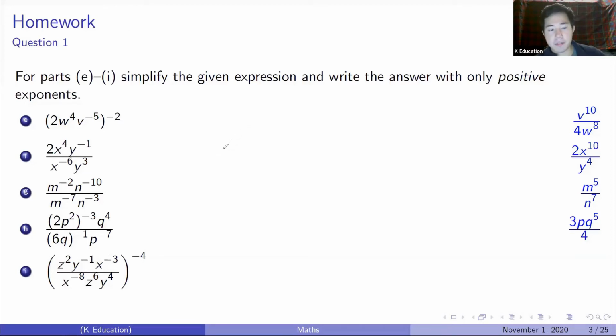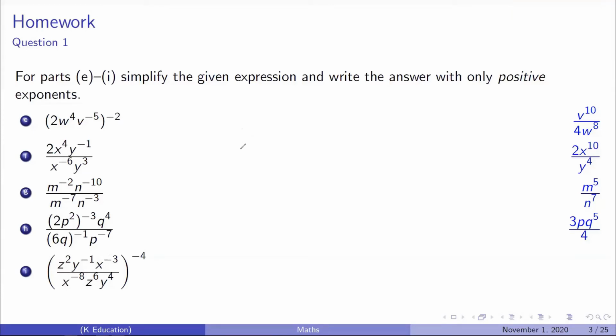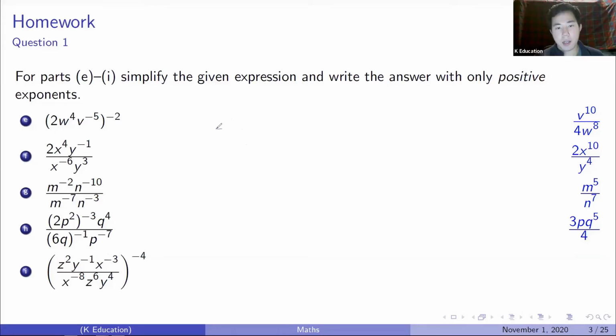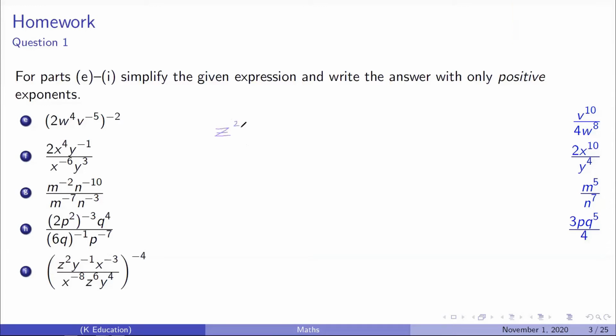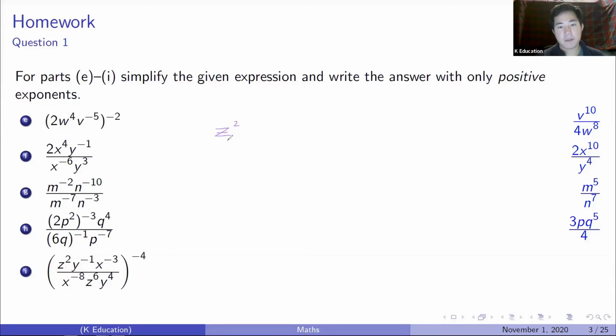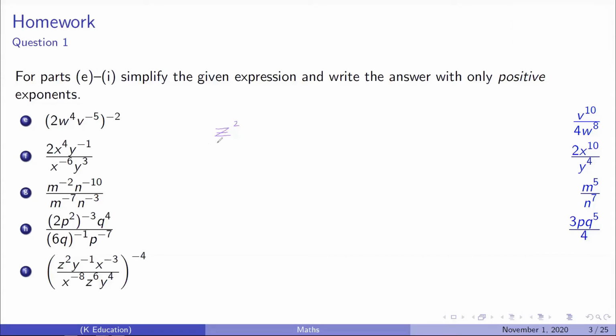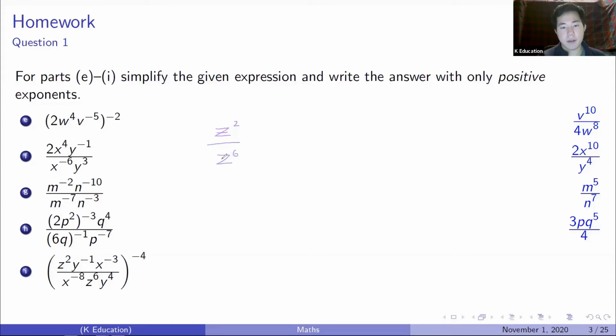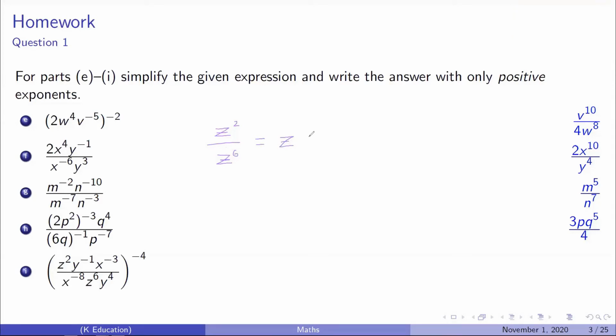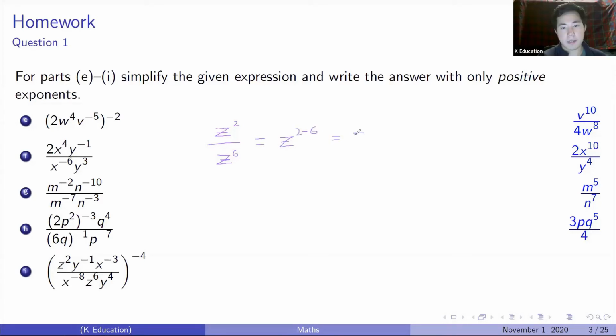Molly, for Z's, what do I have? So it will be -2. Yeah, okay, let's do it step by step. We have Z squared at the top, and Z to the power of 6 at the bottom. If I divide these two, what do I get? Z to the power of 2 minus 6, right? So this is Z to the power of -4.